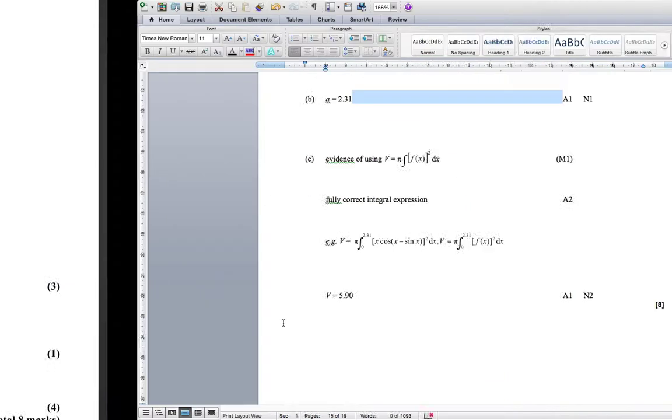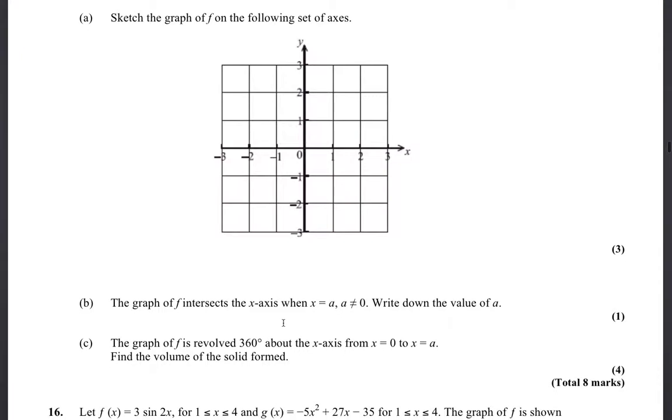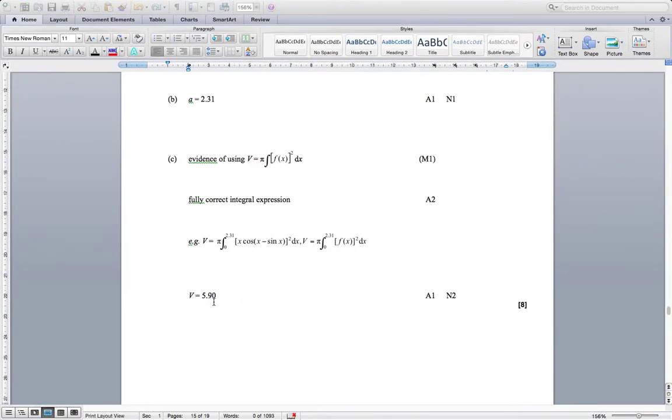So this is a 4-mark question. If you write only the answer, students, you will get only 2 marks. For writing the formula, you get 1 mark for method. Or even if you do not write the formula, if you write this step, pi times the integral from 0 to 2.31 of x cos x minus sin x, the whole squared, dx, you will get 2 marks for this particular step. So please do not skip any step.